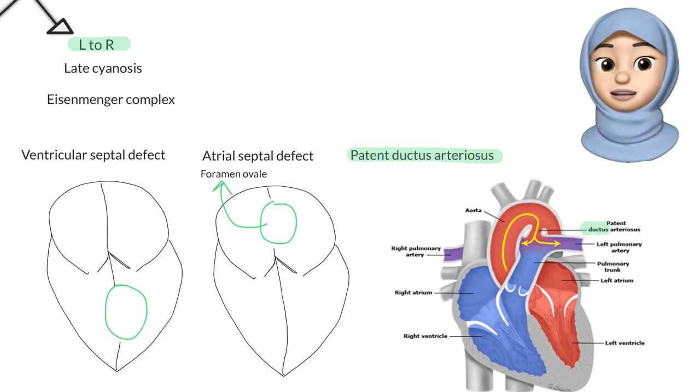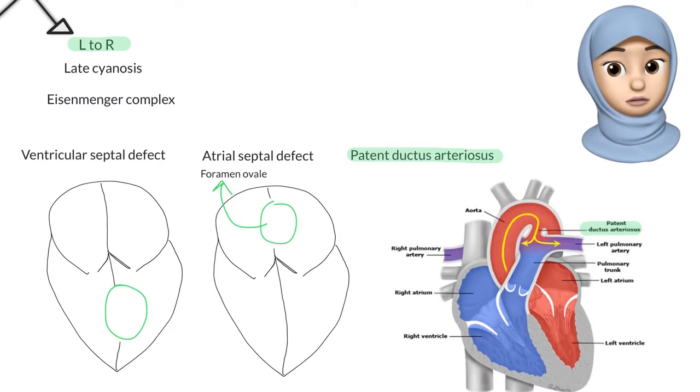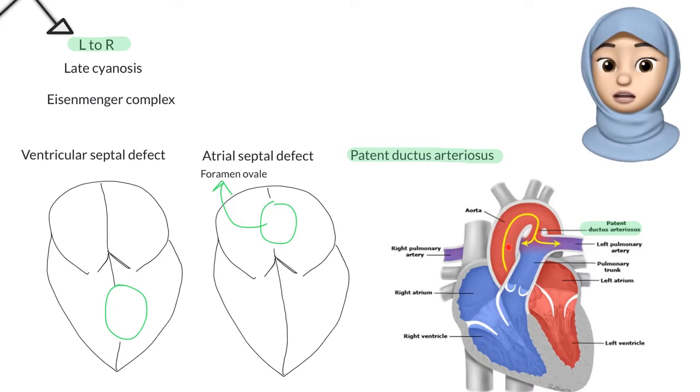However, in patent ductus arteriosus, this closure doesn't happen. This means that oxygenated blood from your aorta is now able to leak back into your pulmonary arteries and back into the pulmonary circulation, causing congestion of your lungs.